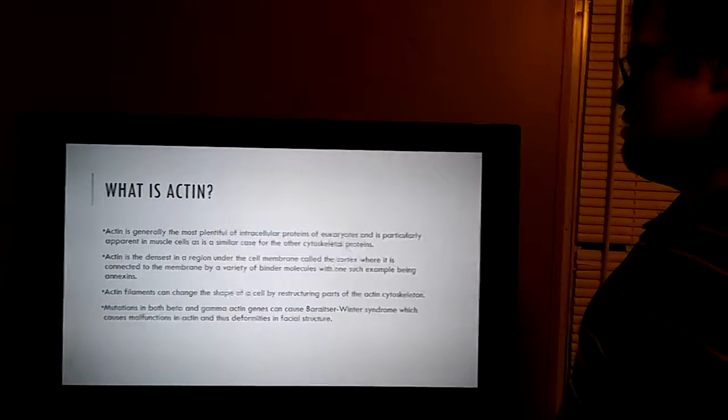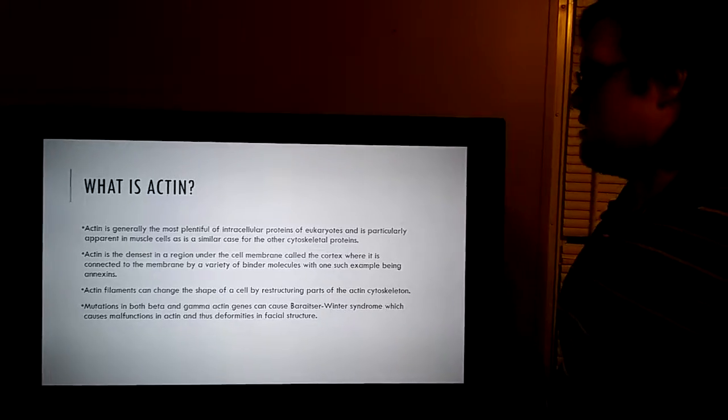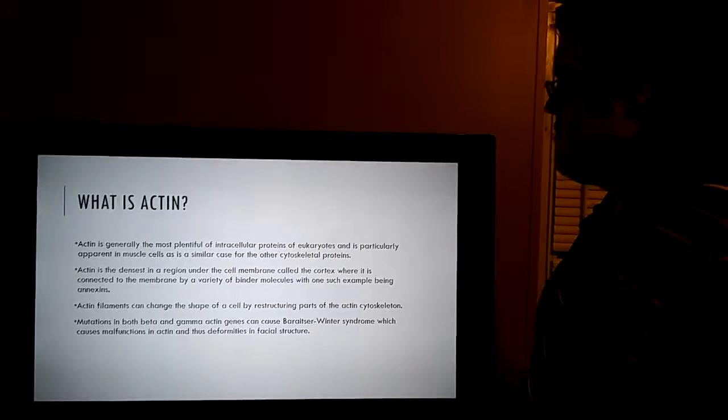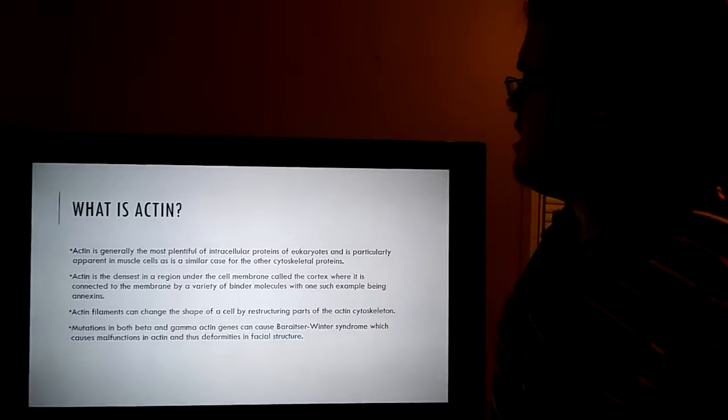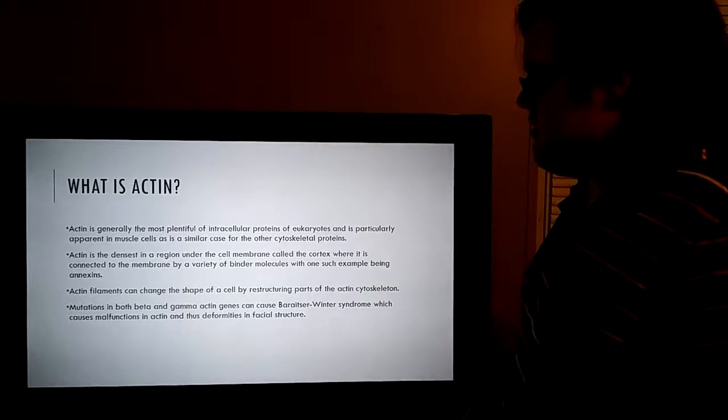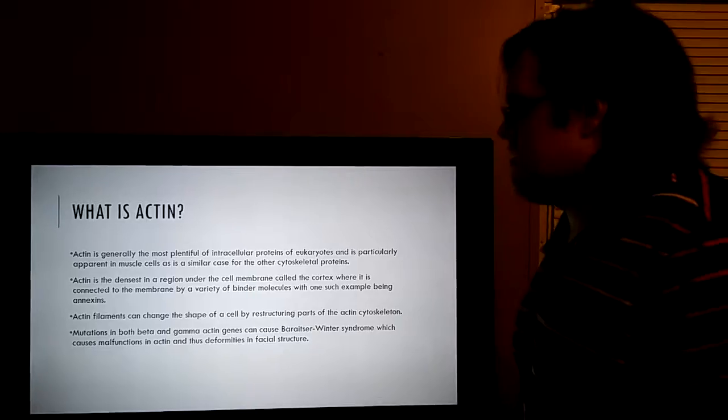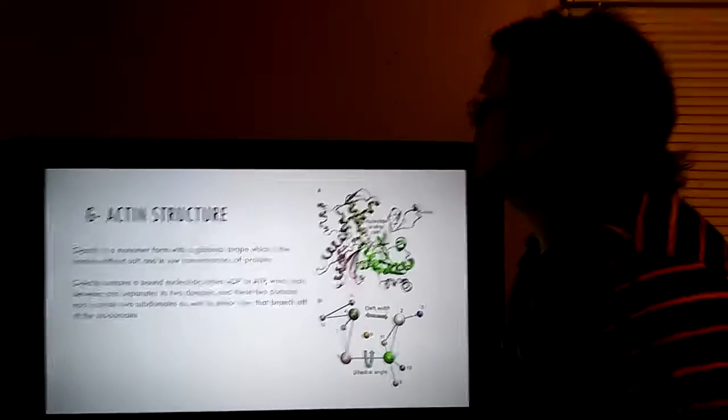And mutations in beta and gamma actin genes can cause Baraitser-Winter syndrome, which causes malfunctions in actin. And because of that, it will cause deformities in how the face is structured.